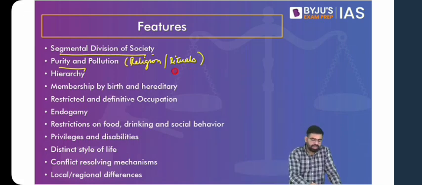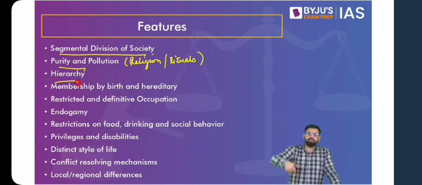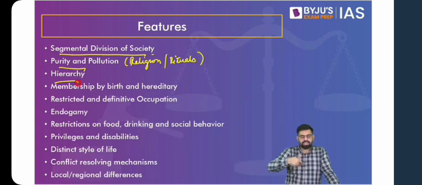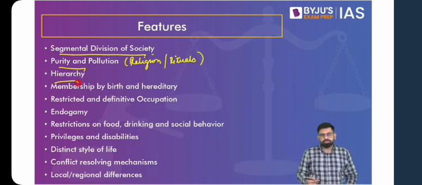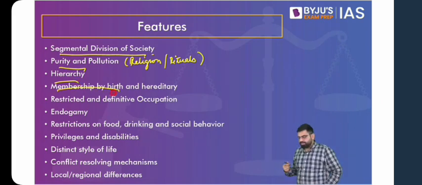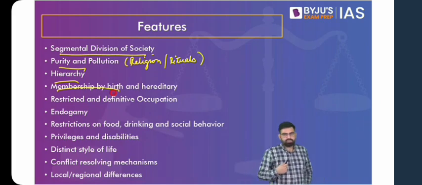Then, if we talk about hierarchy, this arrangement of people from bottom to top or from top to bottom is the hierarchy that we're talking about, which is one of the features of the caste system. Then the membership was restricted by birth and hereditary. What does that mean?